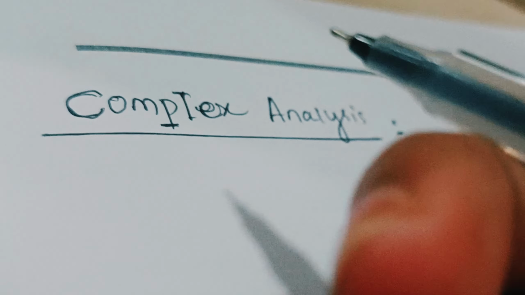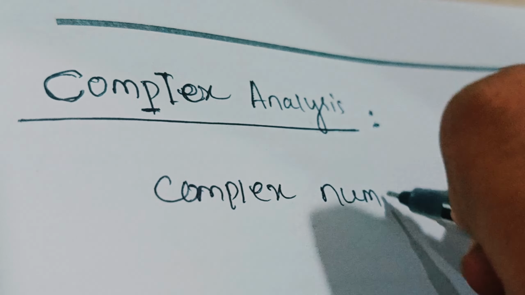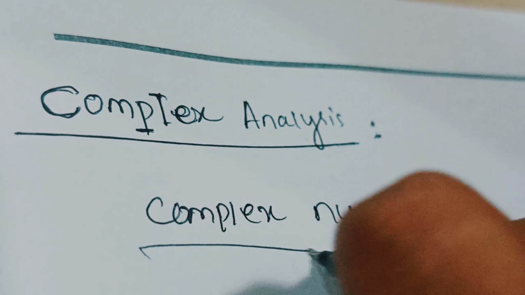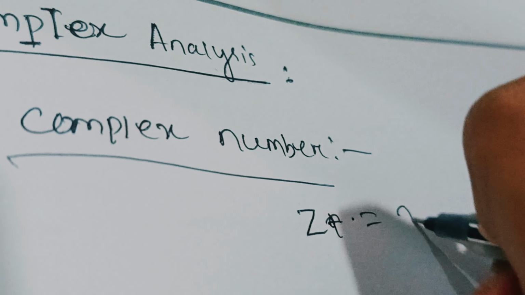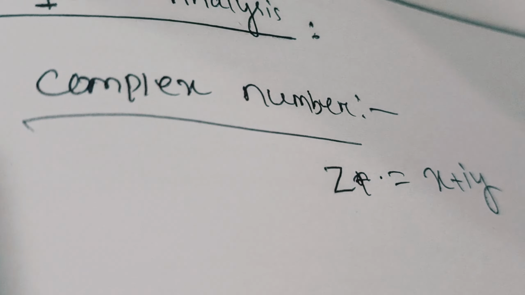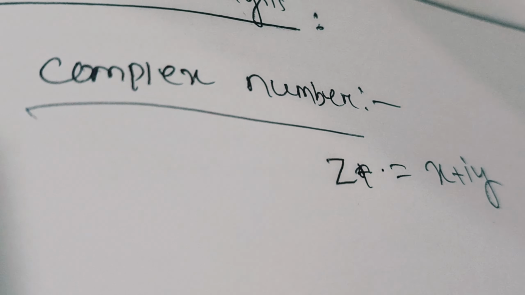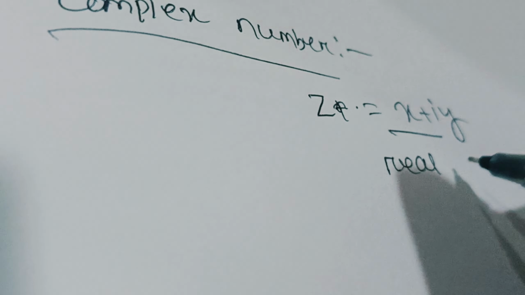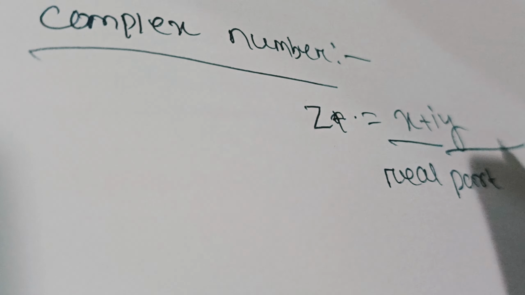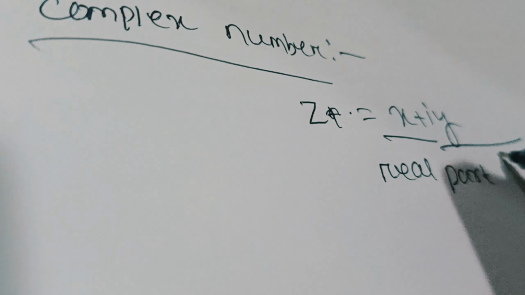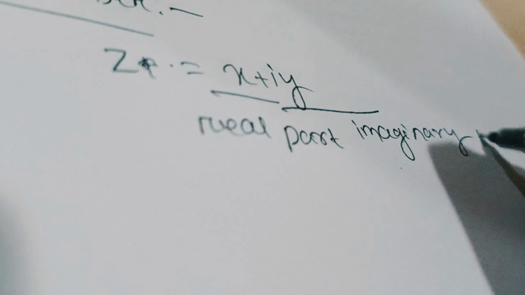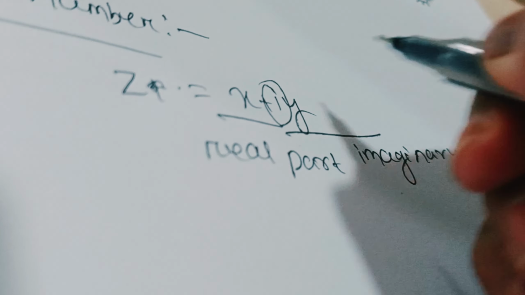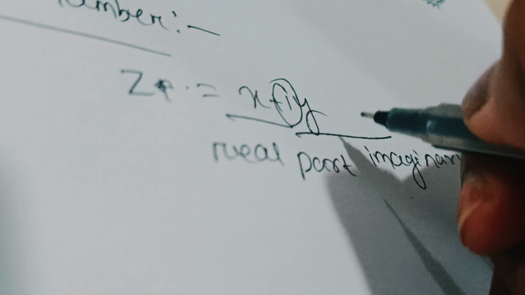Complex number. First we will discuss complex number. What is a complex number? z equals x plus iy, where x is the real part and iy is the imaginary part, and i is the imaginary unit.